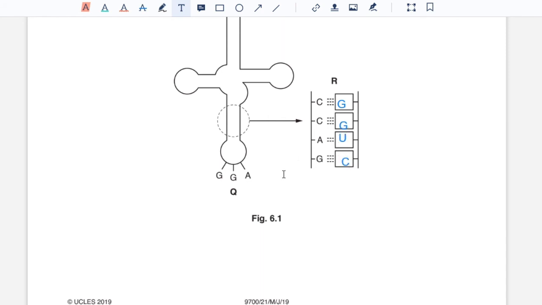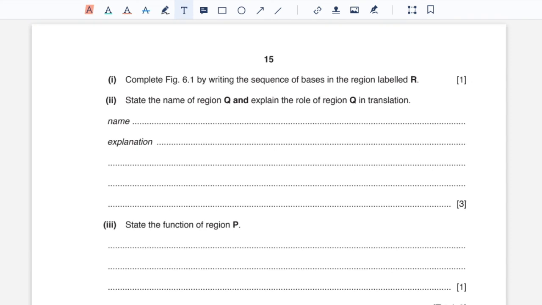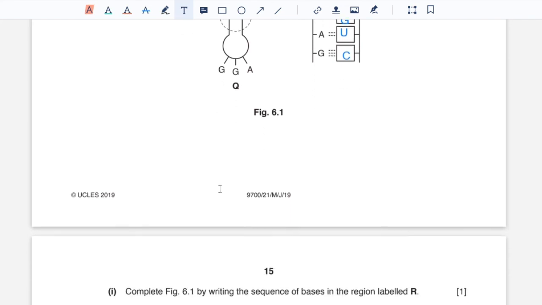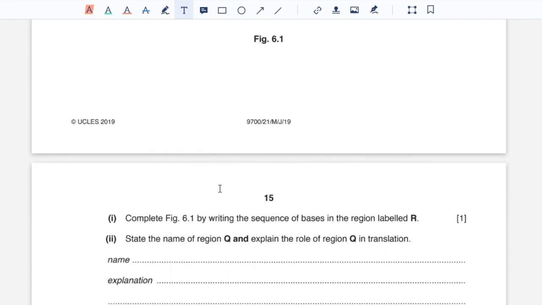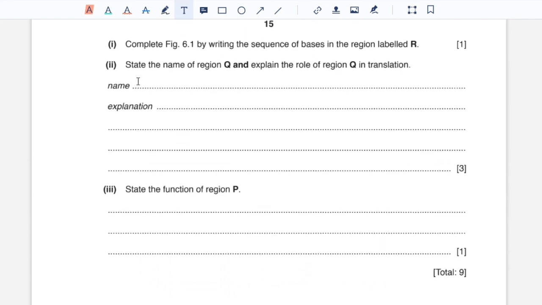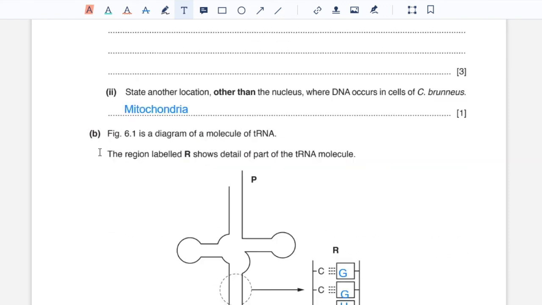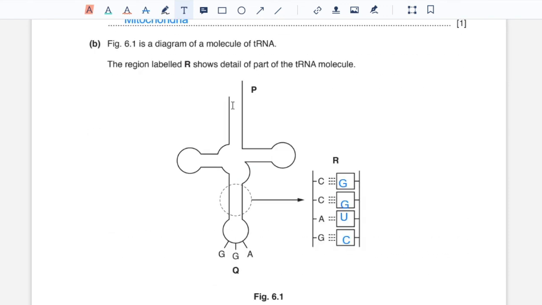Guanine binds with cytosine. To state the name of the region Q and explain the role of region Q in translation: region Q is the anticodon that binds with the codon on the mRNA to bring the specific amino acids that are coded by a particular gene to form the right amino acid sequence in the polypeptide. 3. State the function of region P. So region P over here is the binding site of amino acid.